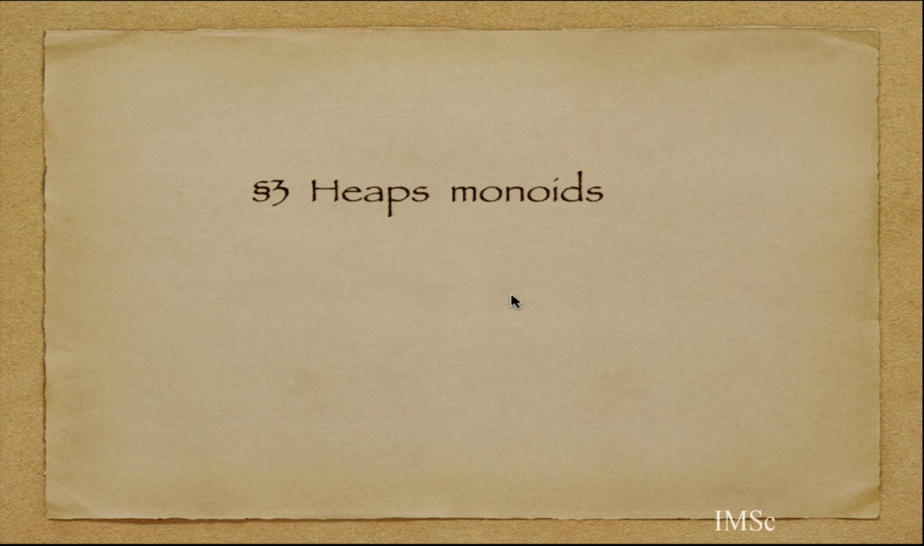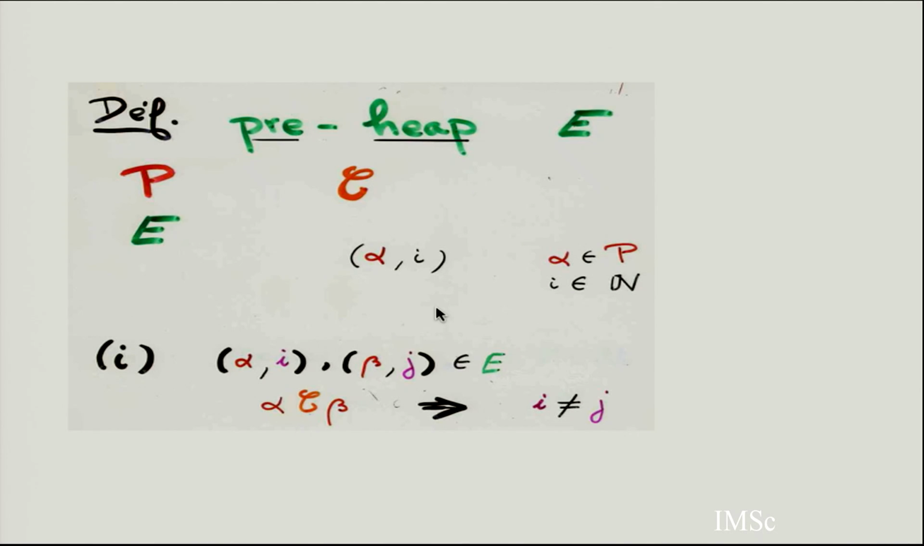So now on these heaps, I'm going to define a monoid, a heap structure, a heap monoid. I can define the product of two heaps. Intuitively, it's to put one heap over another one and everybody falls down. So one possible mathematical definition is the following.